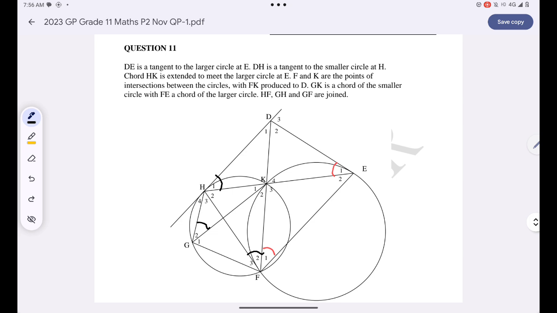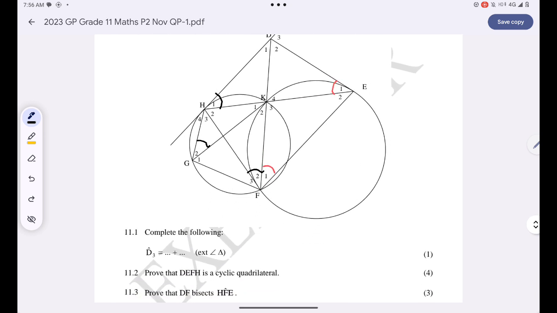F and K are points of intersection between the circles, with FK produced to D, and then GK is a chord to the smaller circle, with EF a chord to the larger circle. HF, GH are joined. Complete the following statement. D3 is equal to the sum of two angles, because it's an exterior angle of a triangle.